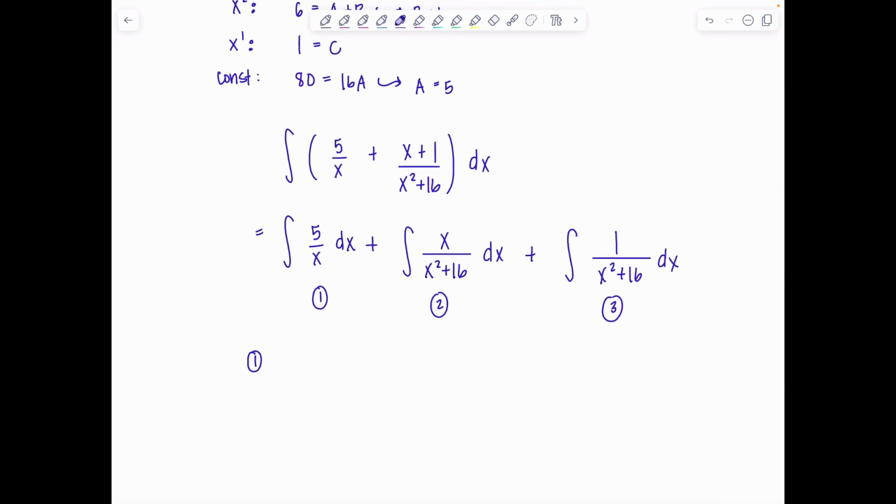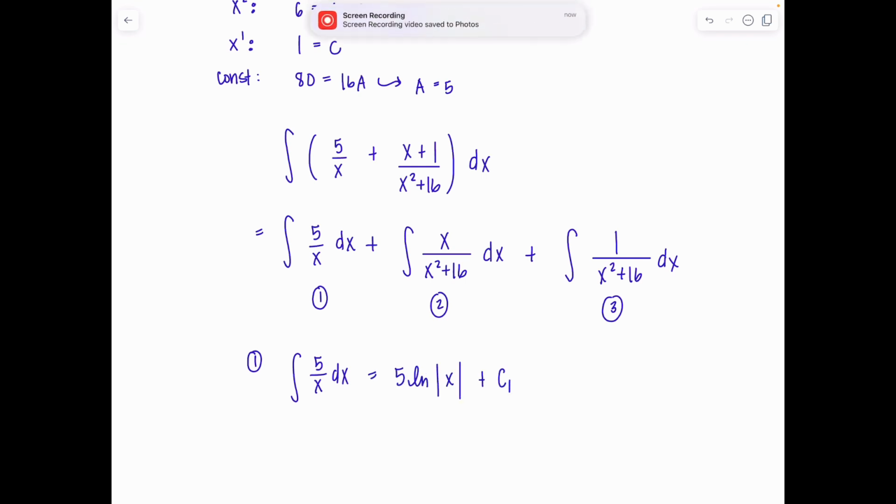First one, 5 over x dx. You should know that. Yes. 5 natural log absolute value of x. And then I'm going to just put plus c1 so we can save the plus c for the grand finale.